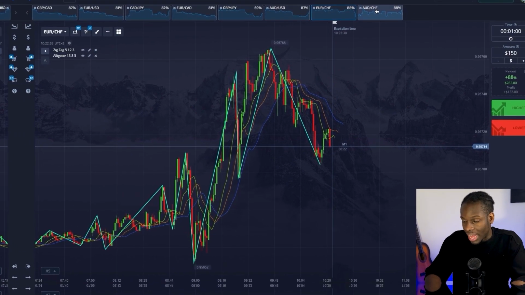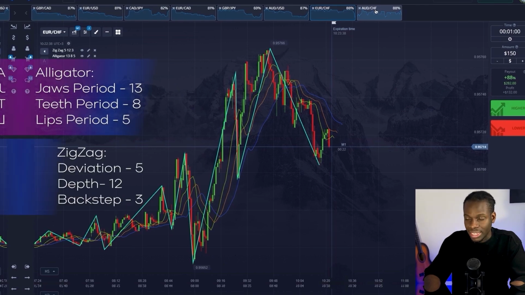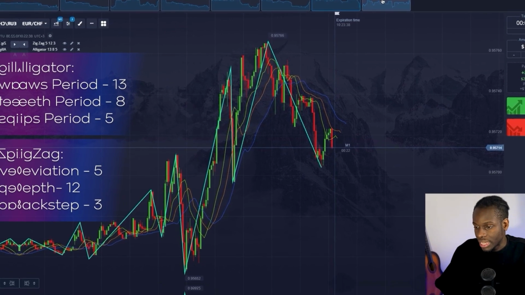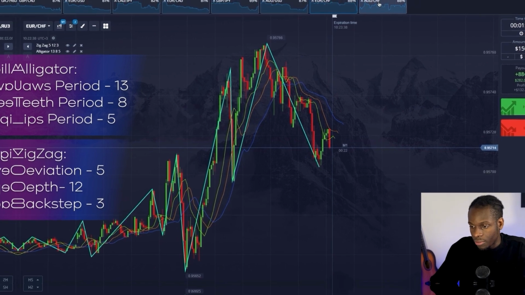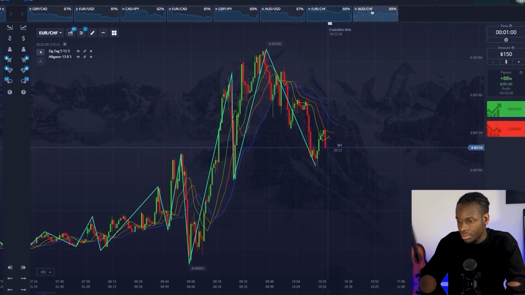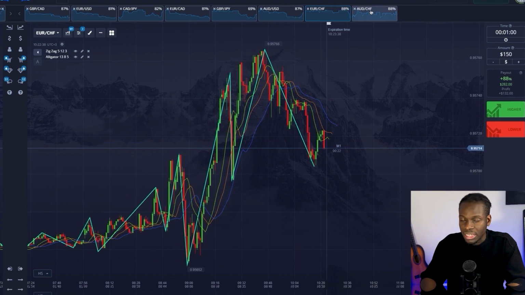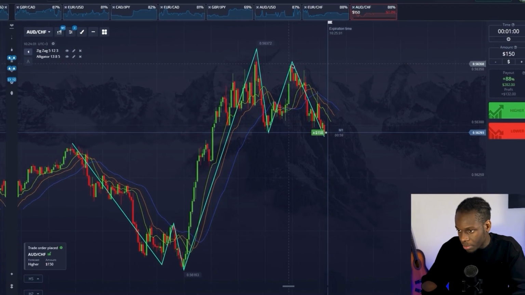And we'll be using the Alligator and the ZigZag indicators. Both of them are going to be set to the default settings. For the 1 minute trades, we're not going to change anything. And yeah, that's it for our setup, guys. Let's get right into it.